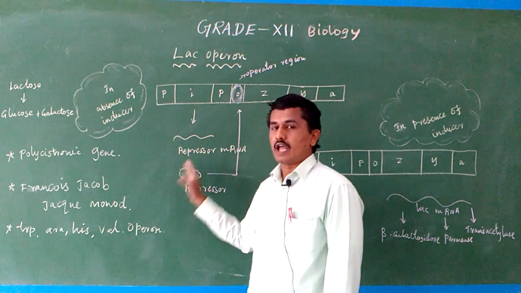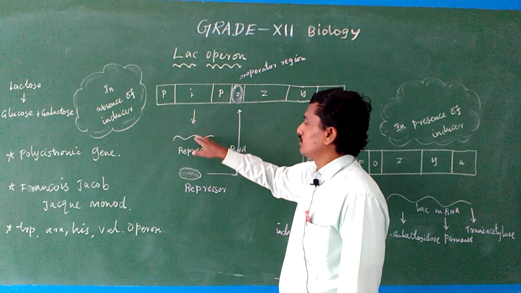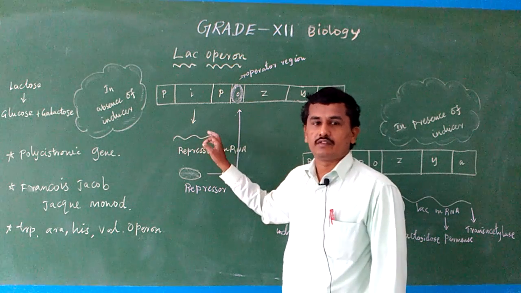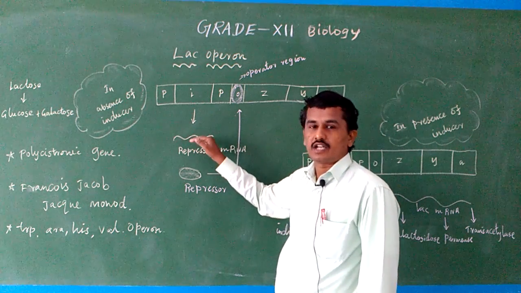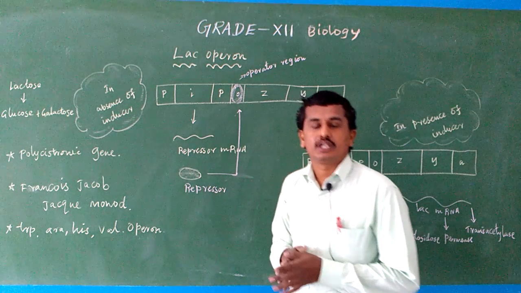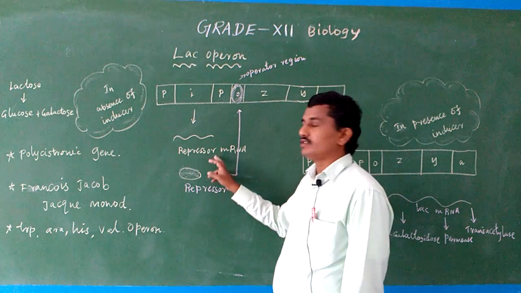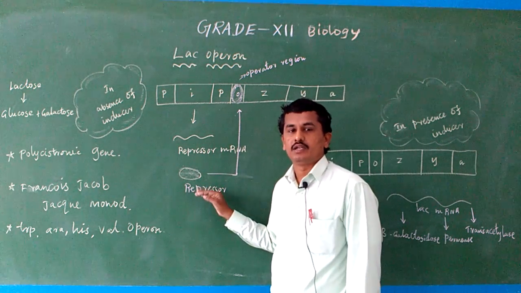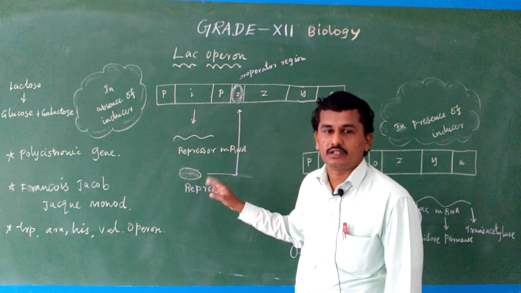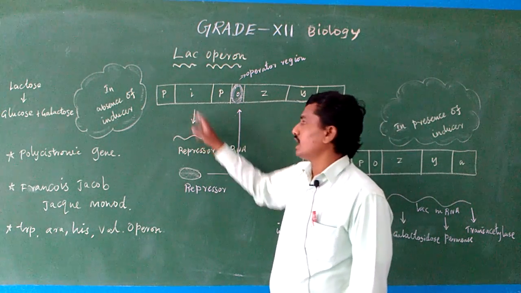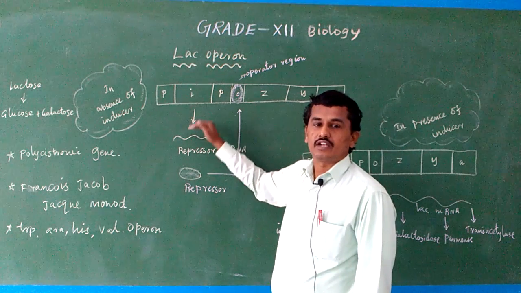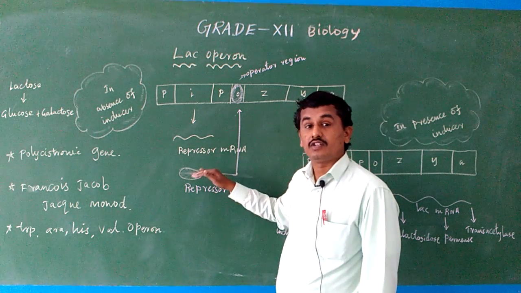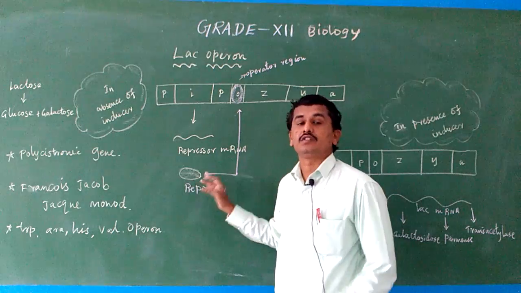Okay, then when the inducer is absent, the I gene expresses the mRNA. After the transcription process, the I gene produces one particular mRNA, and that mRNA is known as the repressor mRNA. The mRNA after the translation process produces a protein, and that is this repressor. So the repressor is a protein, and there is the repressor mRNA and the gene. The I gene after transcription produces the repressor mRNA, and the repressor mRNA after translation produces one protein, that is the repressor.